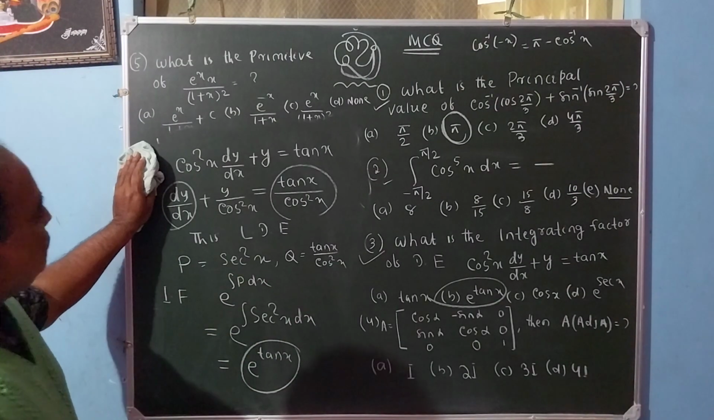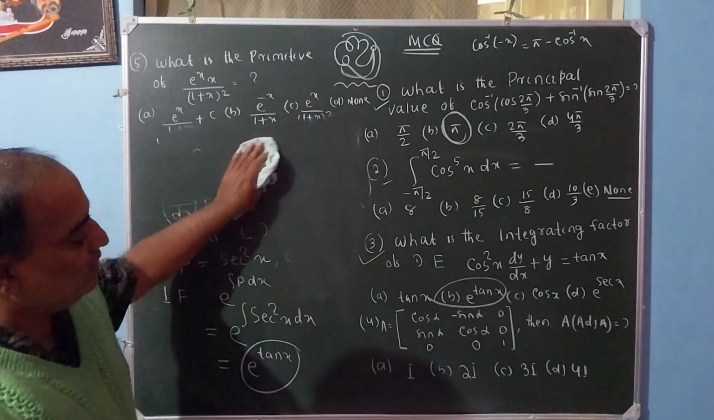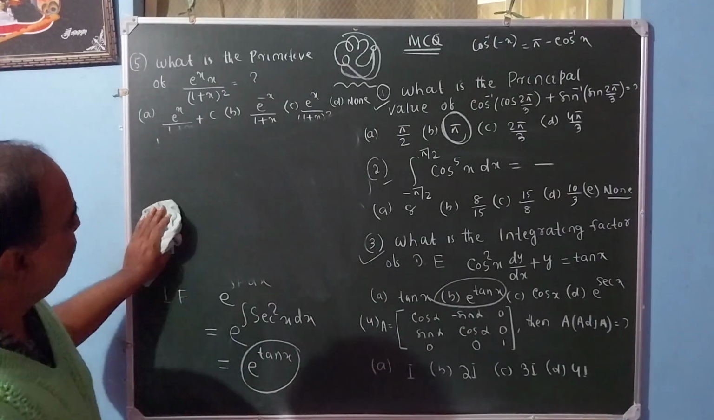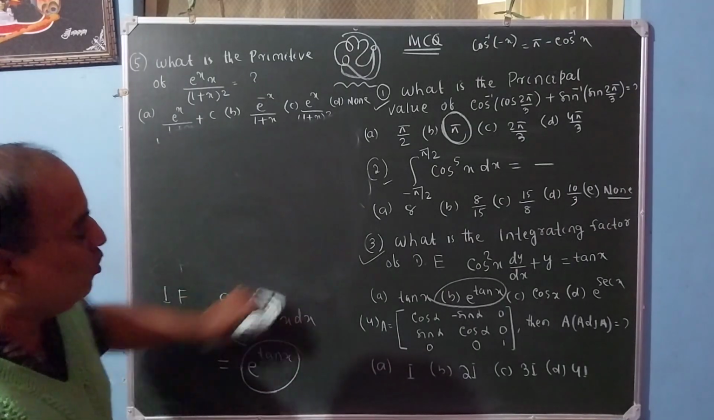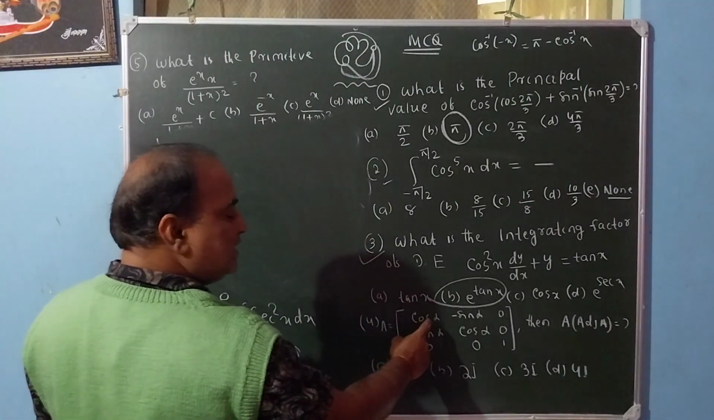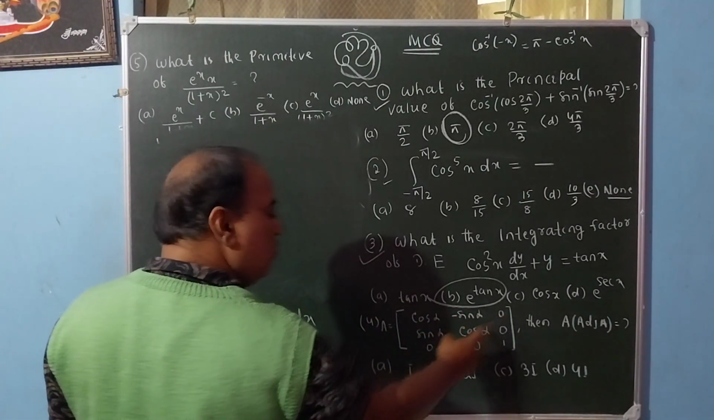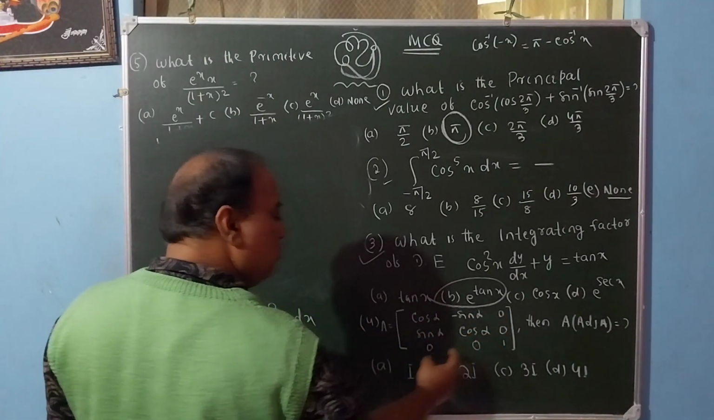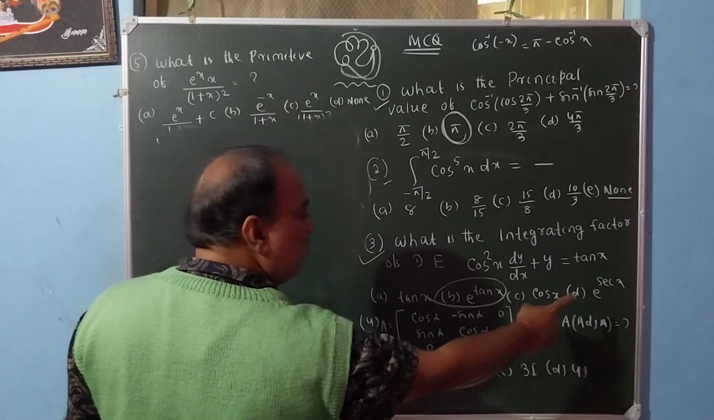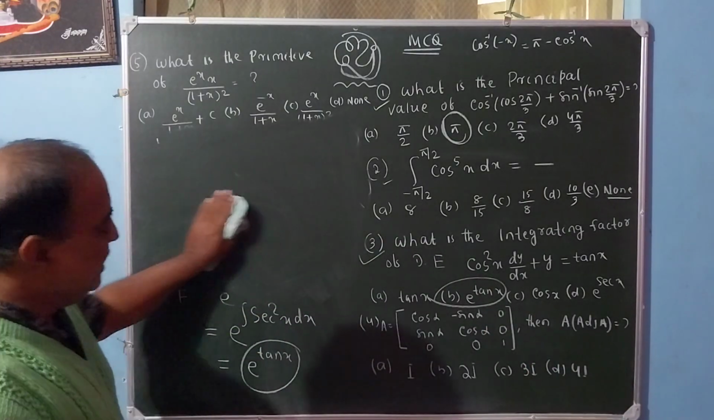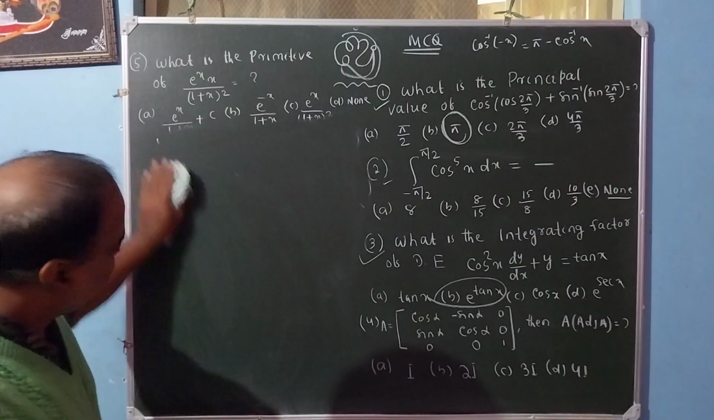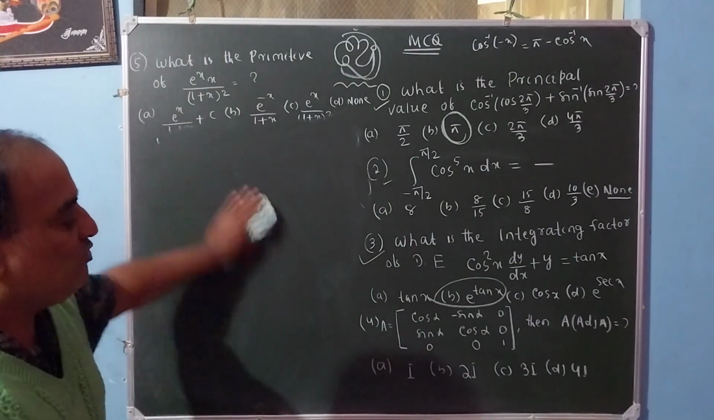Okay? Next we are discussing question number 4. Write down question number 4. A is equal to the matrix cos alpha minus sin alpha 0, sin alpha cos alpha 0, 0 0 1. Then what is the value of A into adjoint A?